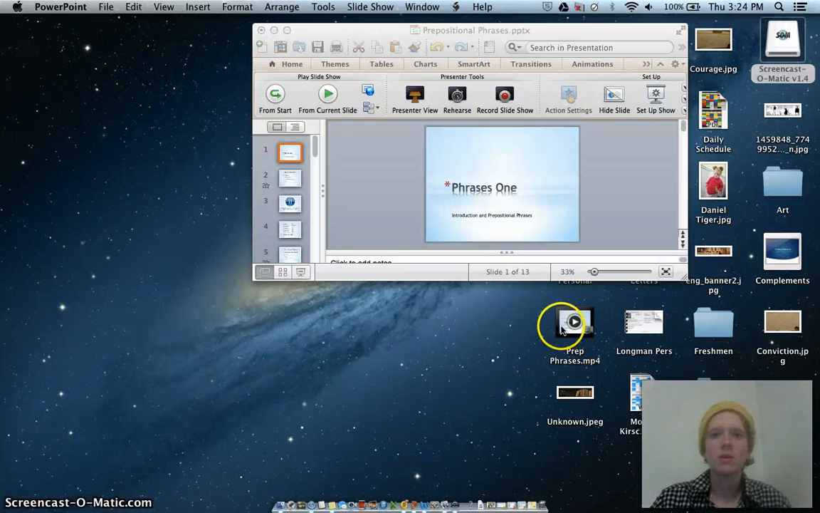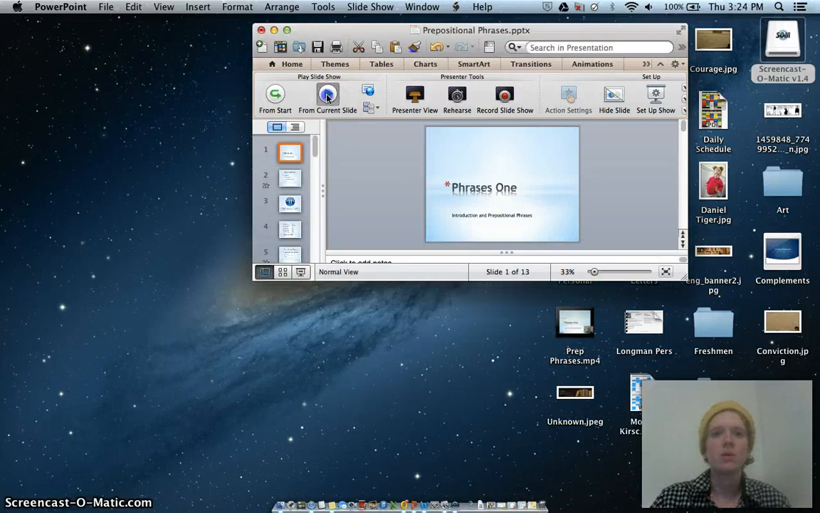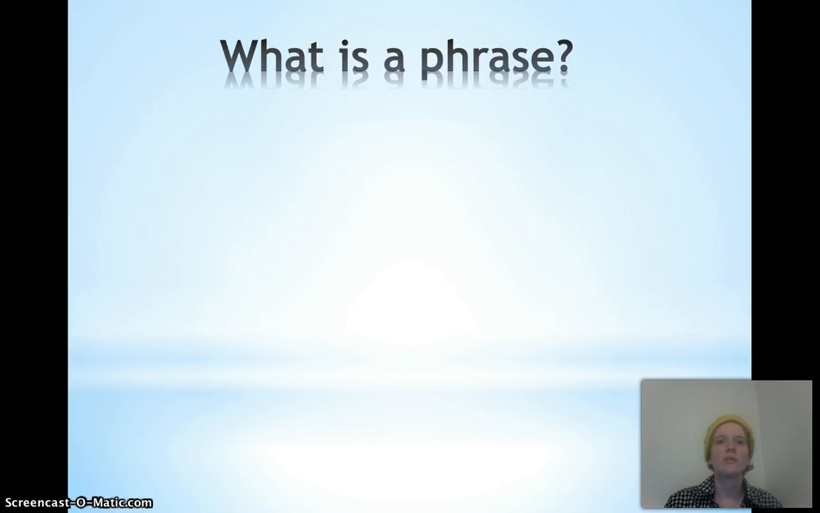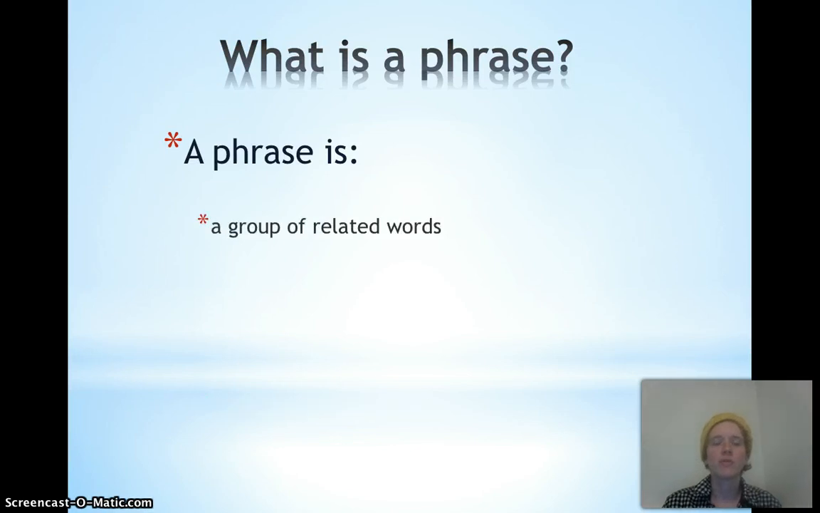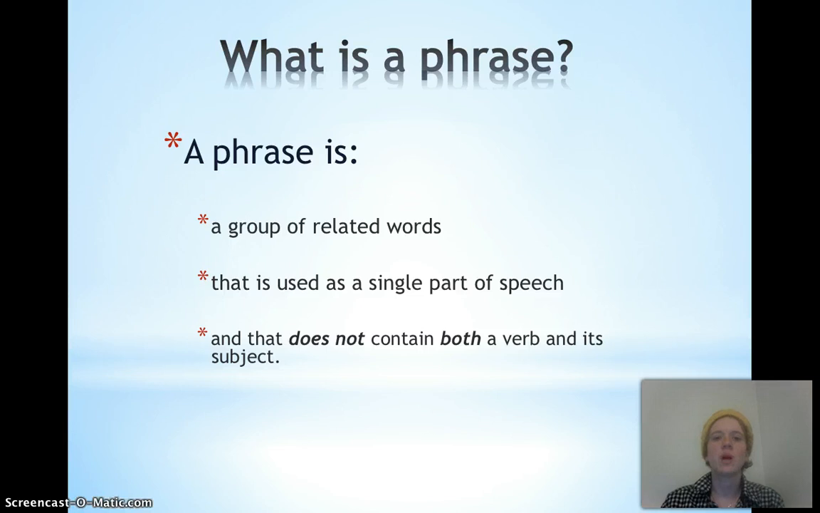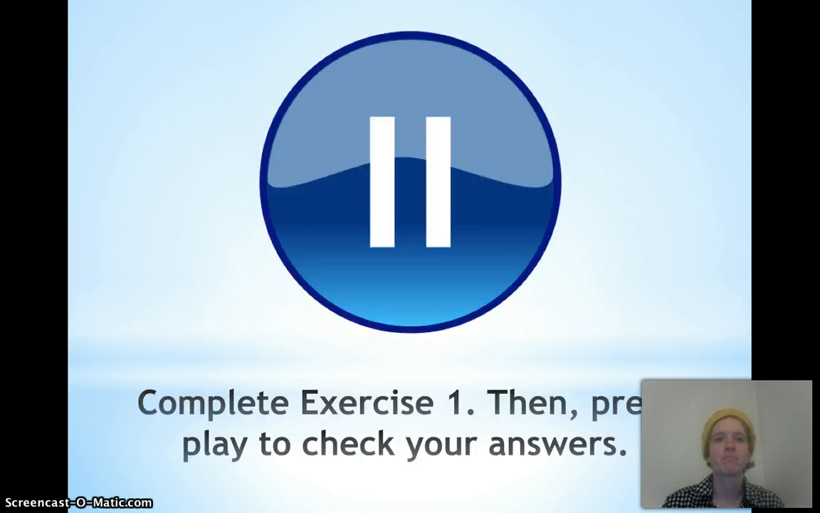Okay, so this is your introduction to phrases, and we're going to talk about phrases generally and then prepositional phrases. So what is a phrase? A phrase is a group of related words. They are used as a single part of speech, and they do not contain both a verb and a subject. So it might have a verb, it might have a subject, but it won't have both. That would be a sentence.